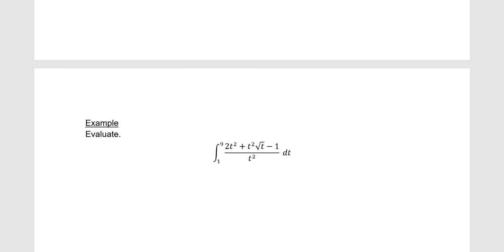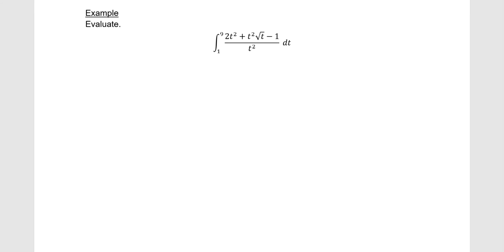Okay, so moving on to the next one. We want to evaluate the integral from 1 to 9 of (2t squared plus t squared radical t minus 1) all over t squared dt. So before we do anything for this one, we should rewrite this.